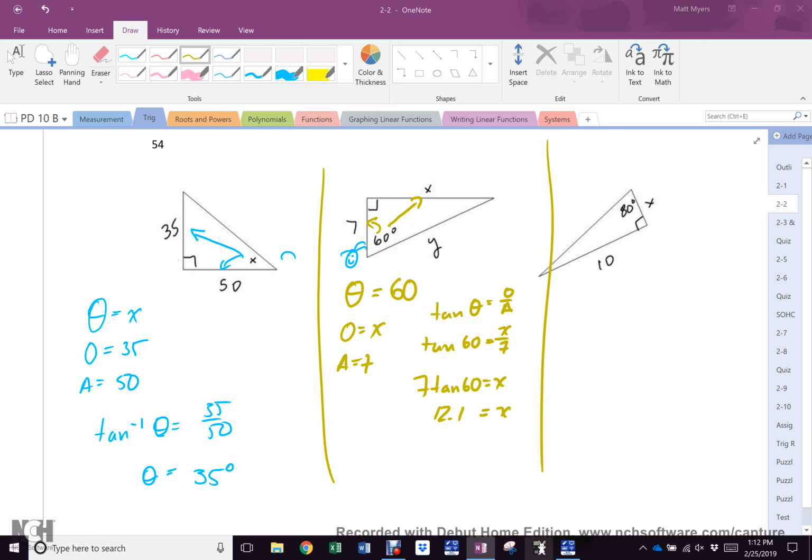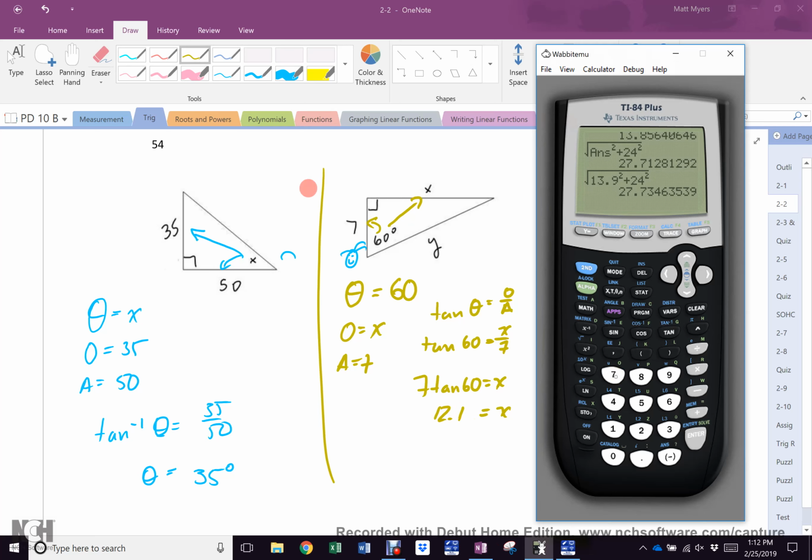Let's find out, shall we? 7 tan 60. No. X is 7.12435565. But we're going to write 0.1 because we're not going to write all that out.